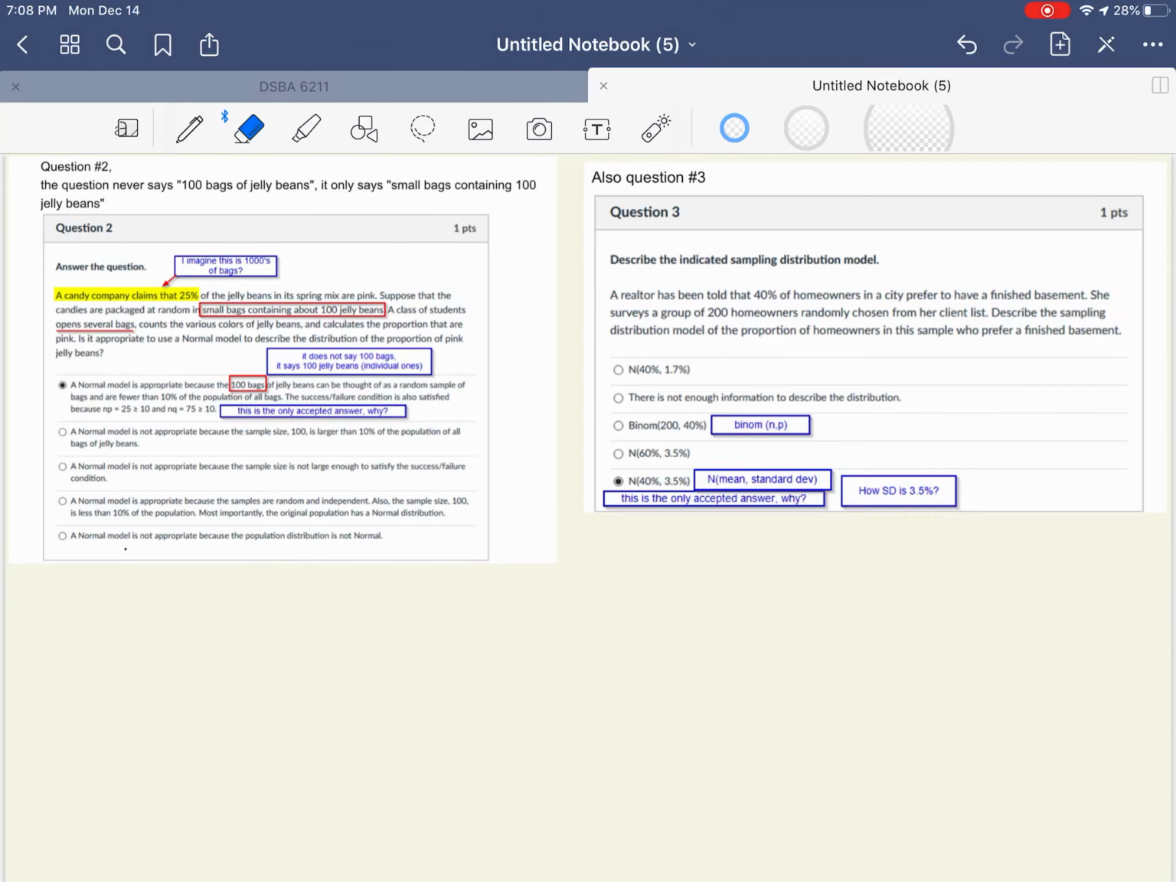Okay, so here we have two very good questions. Both of these questions are about sampling distributions, and they're about sampling distributions of the proportion. So before I get into them, I want to make a few comments, okay?